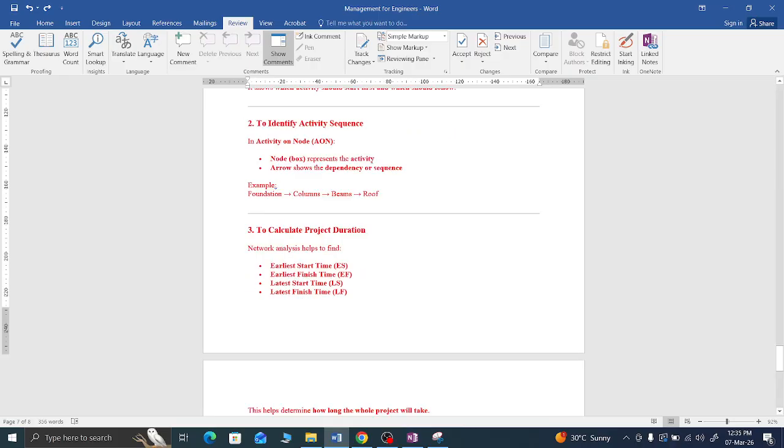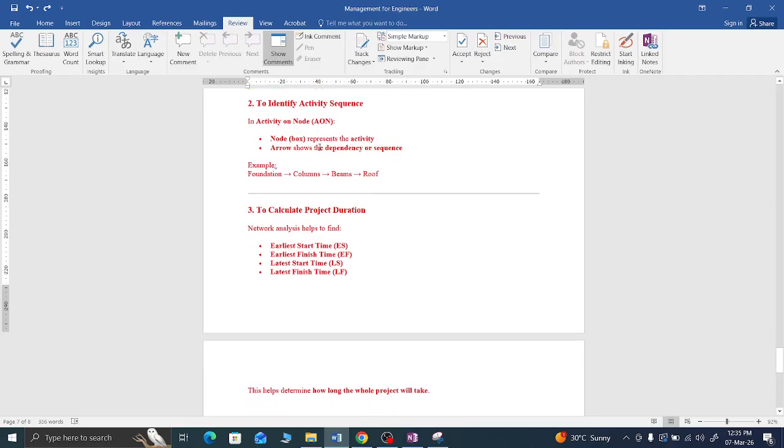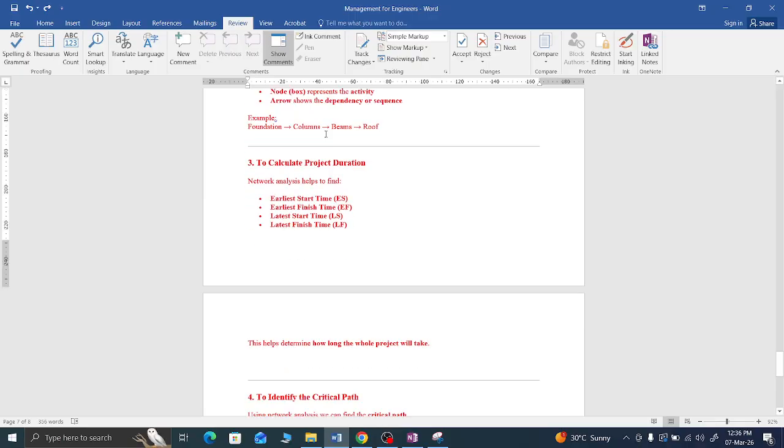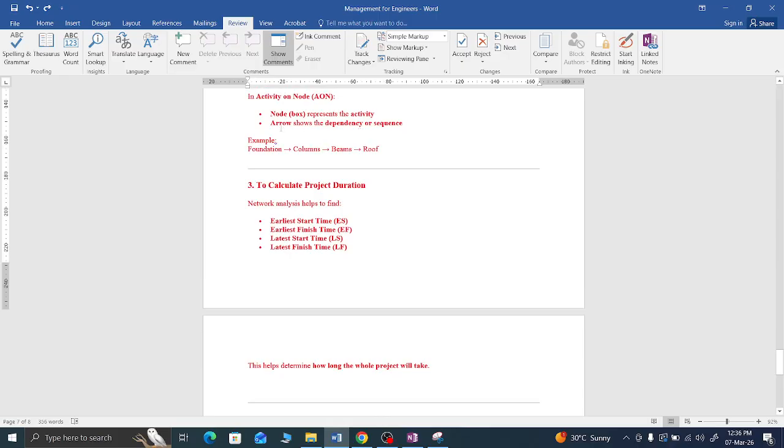To identify the activity sequences, in the activity on node method the boxes represent the activities. We put the activity in the box and continue the work. But in the activity on arrow method, the arrow shows the dependency and sequence. That arrow shows which activity follows which.